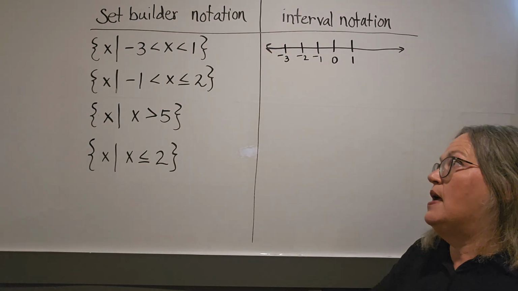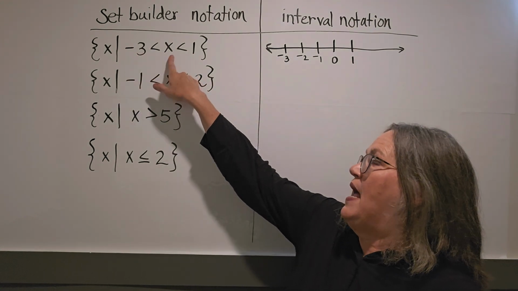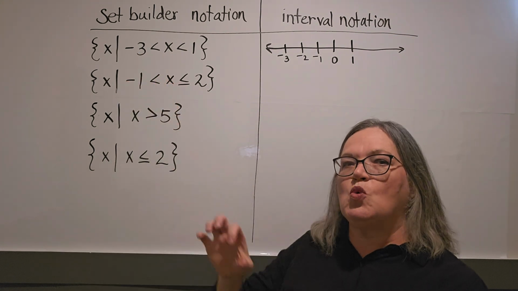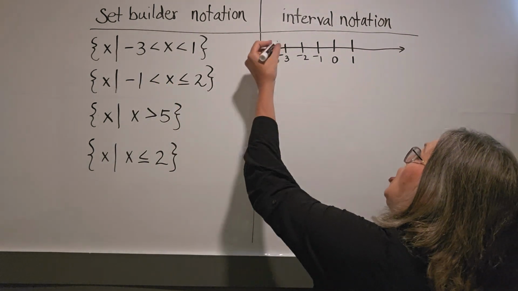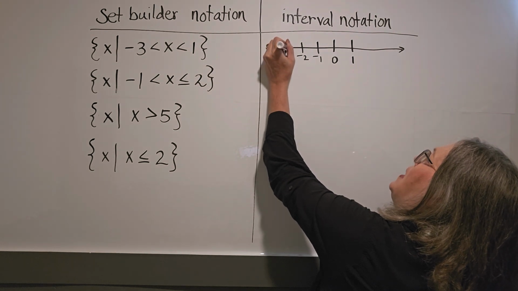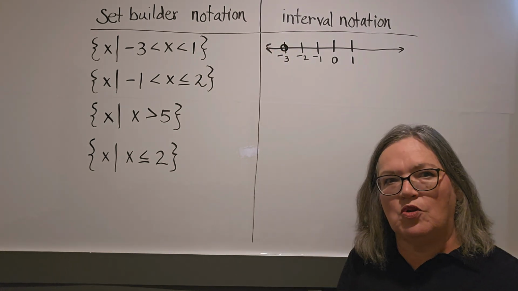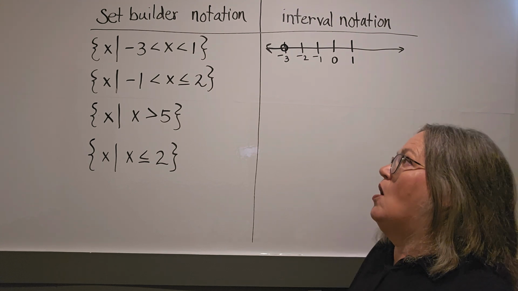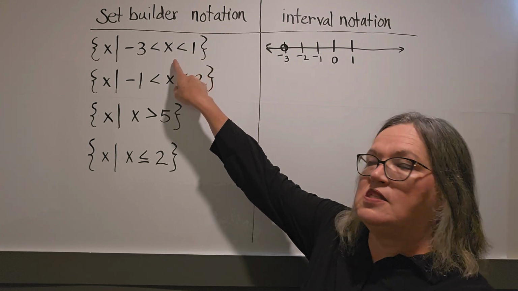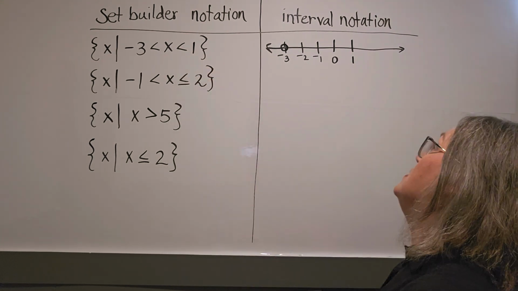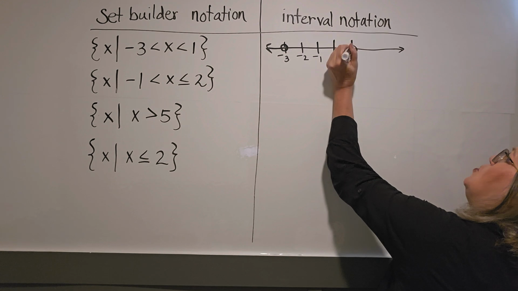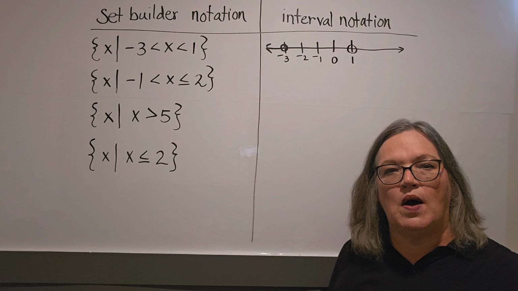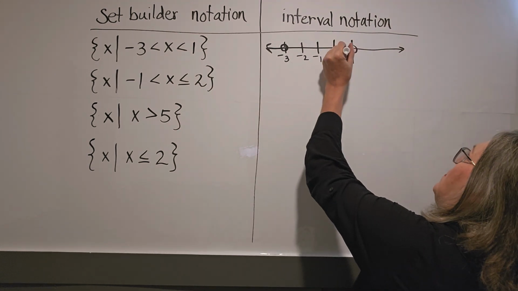Now, because -3 is less than x, x can't be equal to -3. X cannot be equal to -3. So we're going to show that it starts at -3 but is not equal to -3. So we're going to use an open circle that's not filled in to show that it's not including -3 in the set. Also, 1 is not included. X is strictly less than 1. So 1 is not part of that. So I'm going to use an open circle that's not filled in to show that x is not equal to 1. And then it can be anything in between those two numbers.